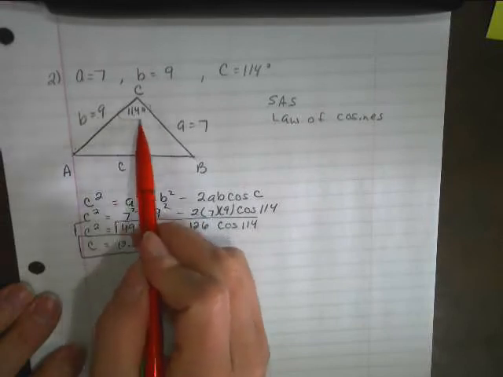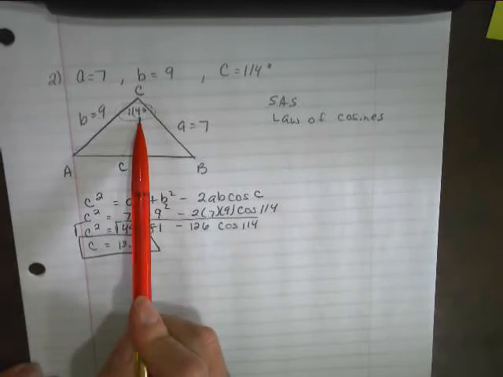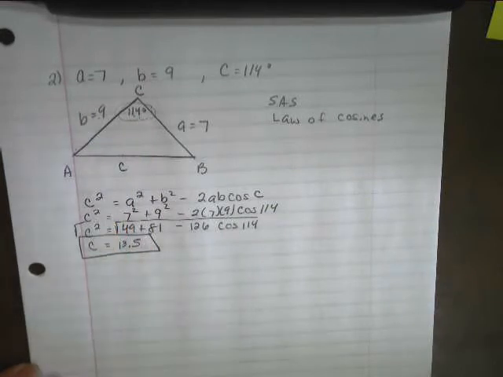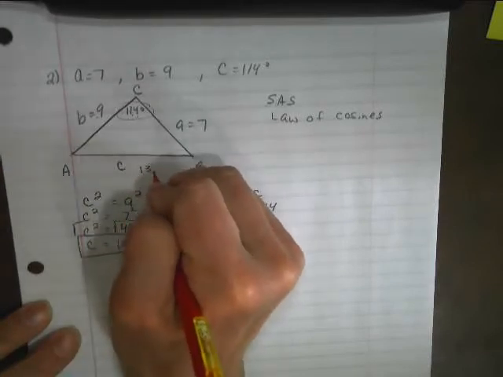Because 114 degrees is an obtuse angle, we don't have to worry about using the law of sines again. We can shorten our work and go right into law of sines. But if this is not an obtuse angle and you're unsure, then do the law of sines again. But I'm going to make this faster. I know that this is now 13.5.